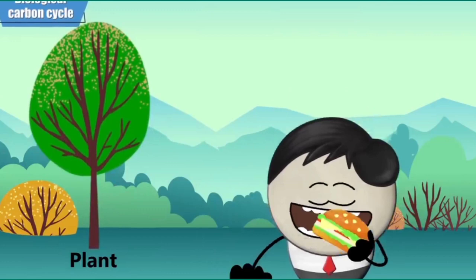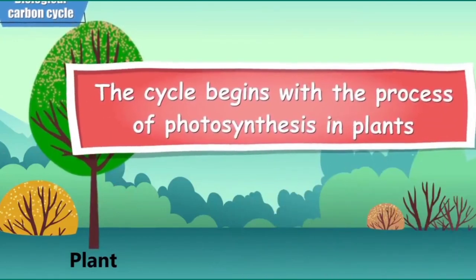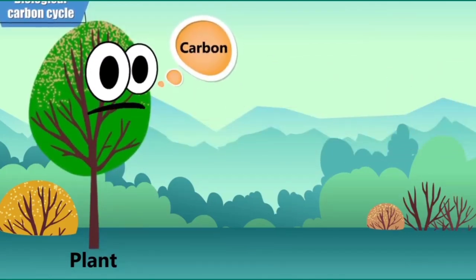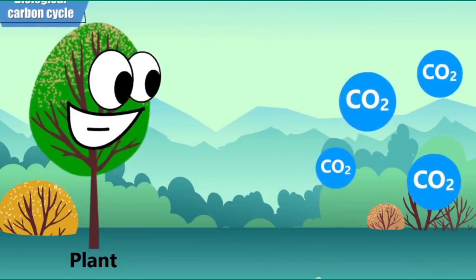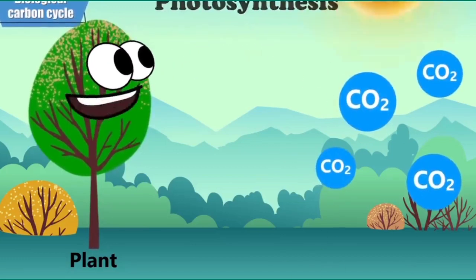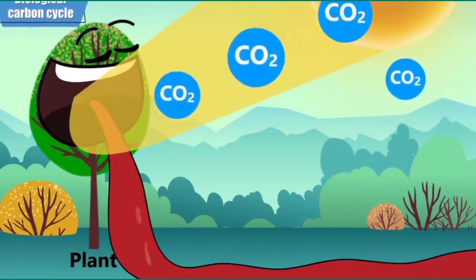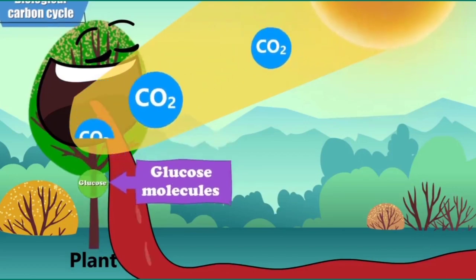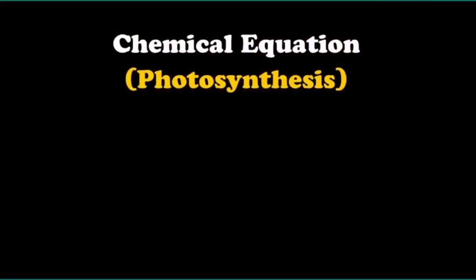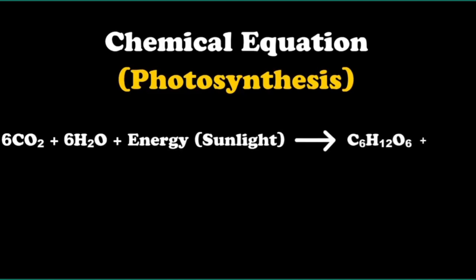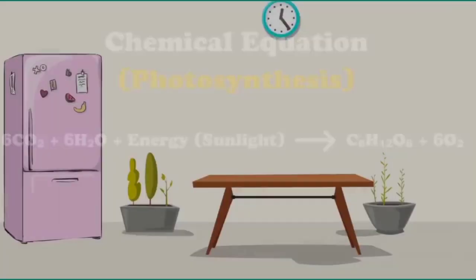Yum! The cycle begins with the process of photosynthesis in plants. To make their own food, plants need carbon. This carbon is present in air in the form of carbon dioxide. During photosynthesis, in the presence of sunlight, plants take in carbon. This carbon is then converted into glucose molecules. Thus, the chemical equation of photosynthesis looks like 6 carbon dioxide plus 6 water molecules in the presence of sunlight converts into glucose and oxygen.